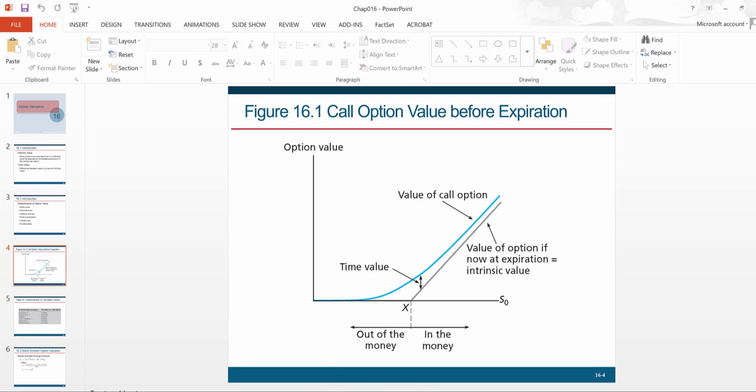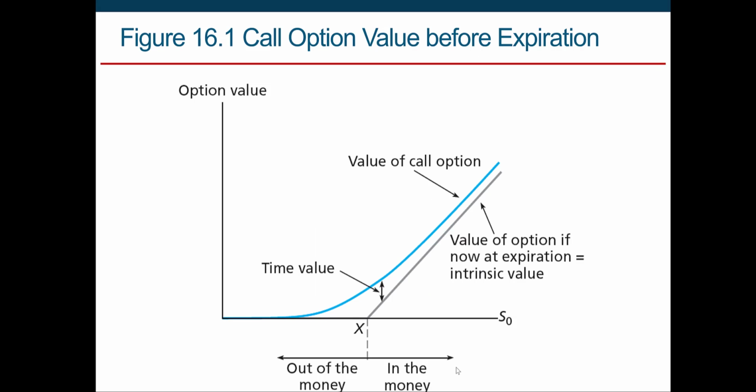So this graph here is showing when the intrinsic value is relevant and when the time value is relevant. On the x-axis you have the current stock price as 0, and then you have the option price or option value on the y-axis, right? So when the stock price is close to exercise price, when the option is trading at close to money, that's when the time value is more important.